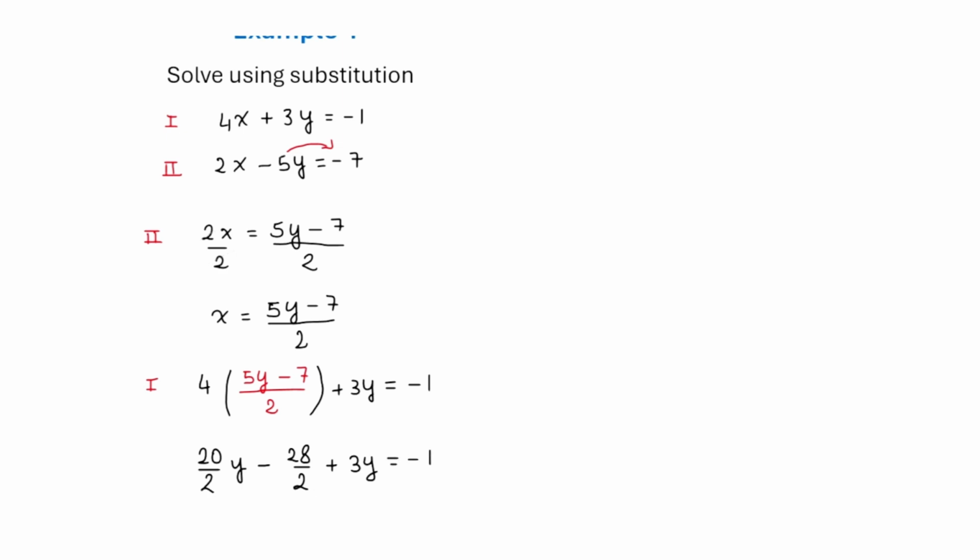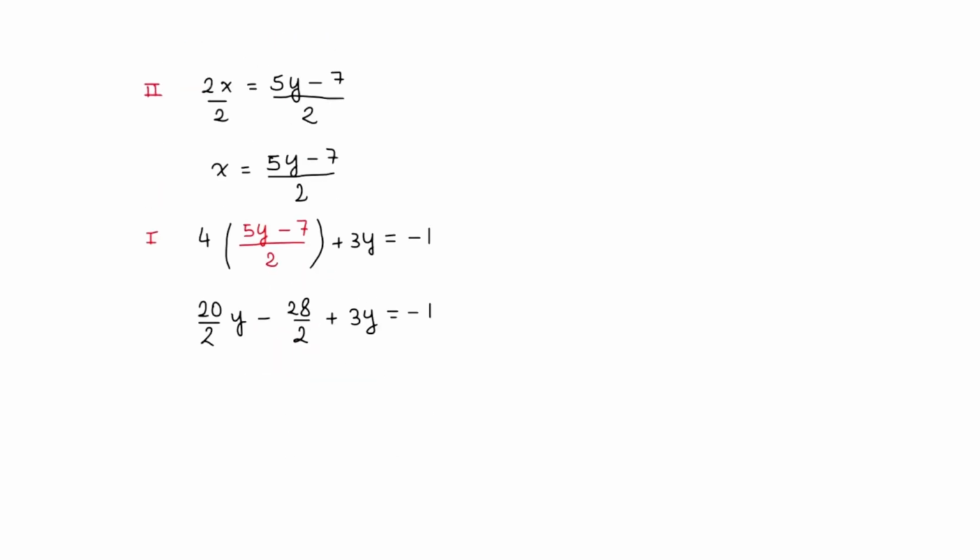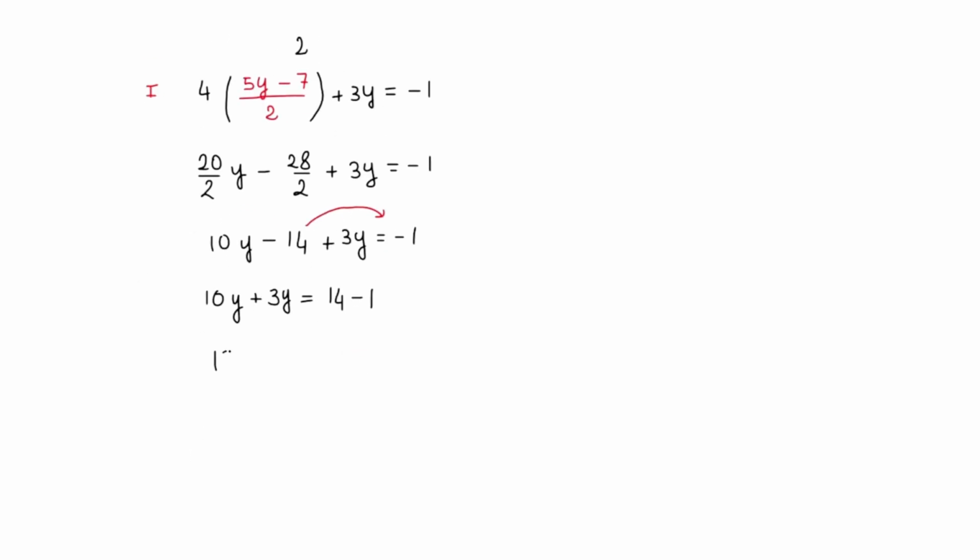Now we simplify the fractions. 20y over 2 is 10y. Negative 28 over 2 is negative 14. So 10y minus 14 plus 3y is equal to negative 1. We move negative 14 to the right-hand side and combine like terms. This gives 13y is equal to 13. Divide both sides by 13. Y is equal to 1.